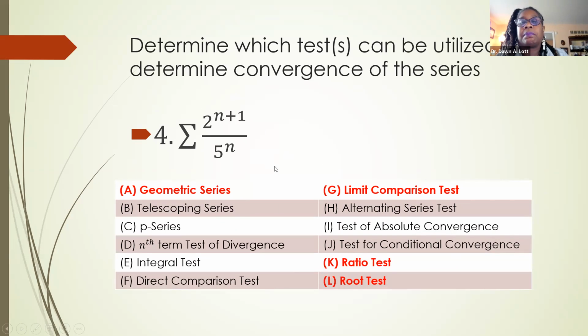Okay, any questions? Lots of times when you have powers to the n, the ratio test or the root test is very helpful. Or you can compare this to the geometric series. So you could do the ratio test by itself, the root test by itself, or you could do the limit comparison test where you're comparing it to a geometric series.